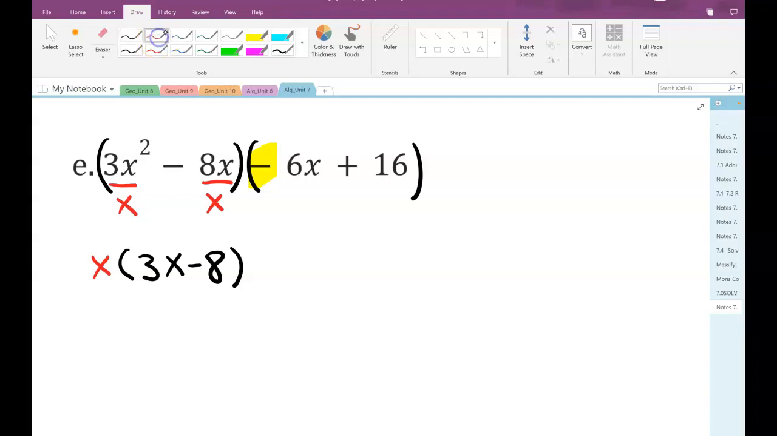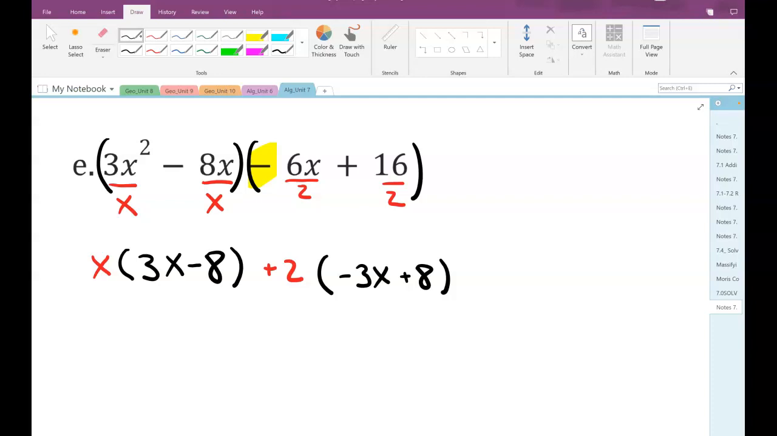So if we were to just go ahead and divide by 2, not thinking anything of it, we would have a plus 2 parentheses negative 3x plus 8. Well, our big thing is like we're looking for matching factors. These two factors do not match. This is a positive 3x. This is a negative 3x. That's a negative 8. That's a positive 8. So we have to change one thing.